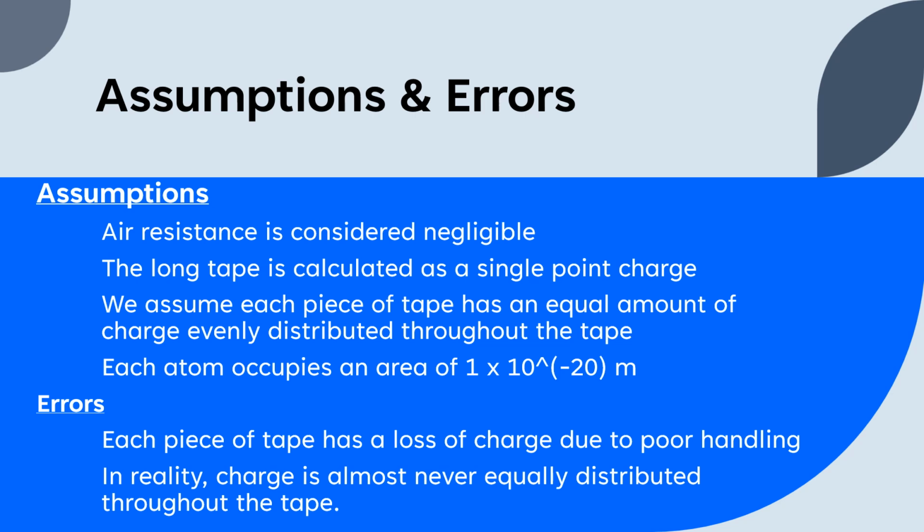Some errors that we encounter are that each piece of tape has a loss of charge due to poor handling, because the human skin is electrically charged and takes in some protons when handling the tape. Also, in reality, charge is almost never equally distributed throughout the tape, which we assume here.